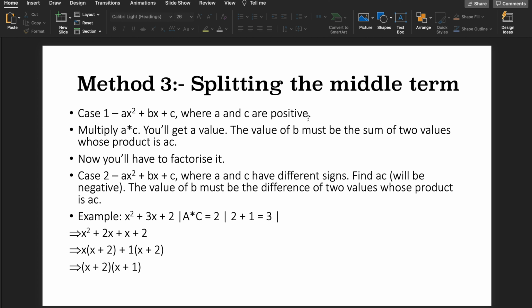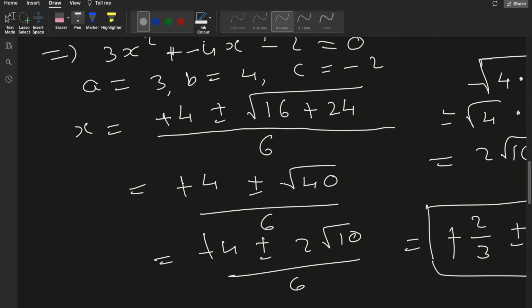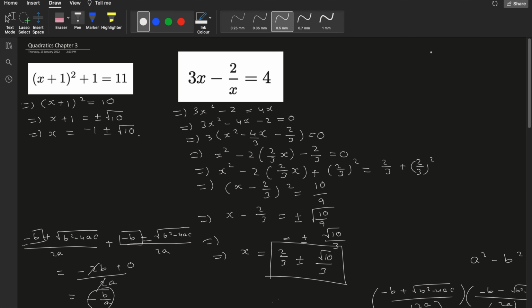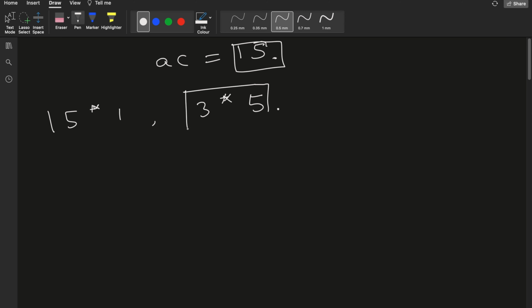So let's say AC equals 15. So what two values when multiplied give you 15? We could write 15 into 1. We could write 3 into 5. Yeah, those two are the only ones.